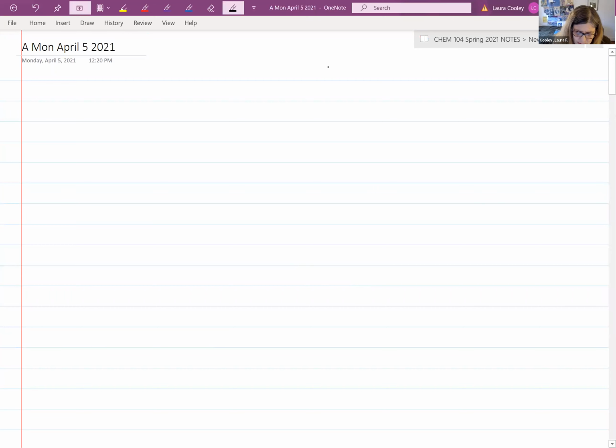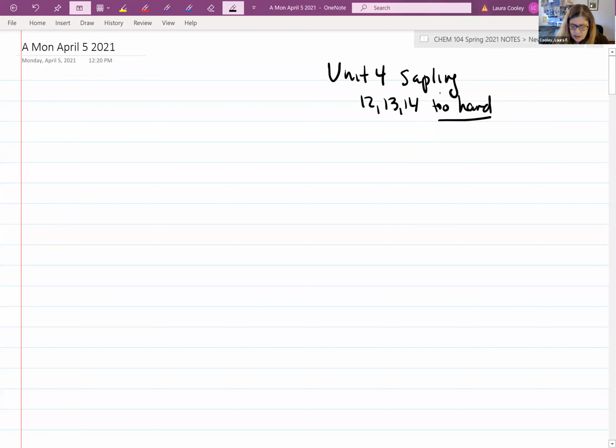And I'm referring to Unit 4 Sapling problems, like 12, 13, and 14, which are really too hard. And I don't even cover one of those equations anymore. So I'm going to give extra credit to anybody who did those problems. But if you didn't do them, that's okay. Anyway, it's a little after the fact, and I'm sorry about that.